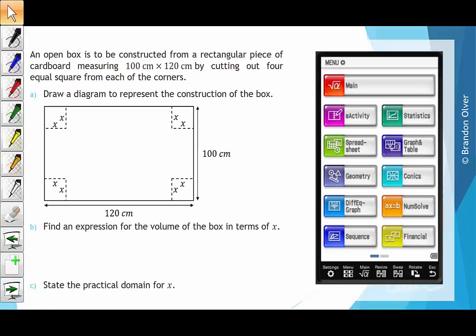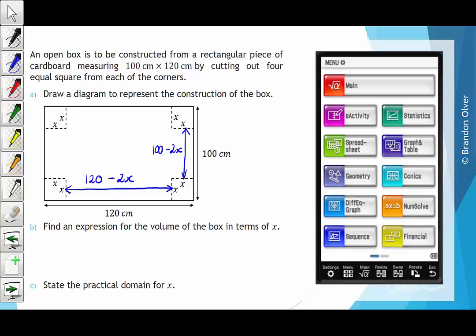Next, we want to cut 4 equal squares out of each of the corners, and we're going to let the length be x centimeters for each of these squares. From this, we can determine what the length and the width of the box will be once it's turned into a 3D shape. So this here is going to be the length of our box. And the length of that blue line is 120 centimeters subtract 2x, because we've removed 2 lots of x when we cut the squares out. Which means the width over here will be 100 subtract 2x.